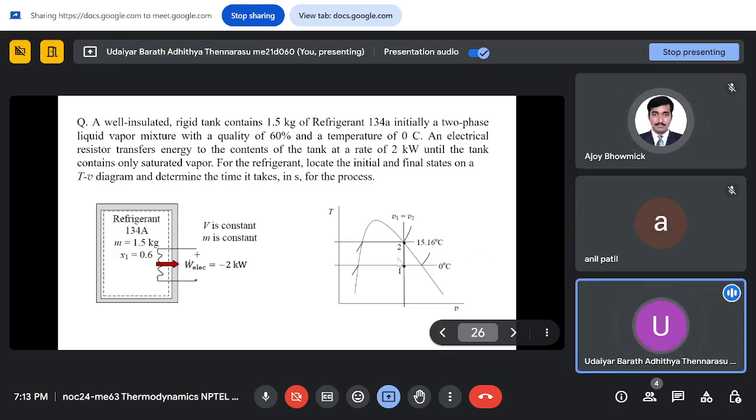In that problem we found out how much heat we supplied. In this problem the power is given already, which is 2 kilowatts of electrical work supplied to the system, and we know the mass and the quality initially. So this will go through a constant volume process, and they're asking to find how much time it takes to convert the total amount of liquid plus vapor to saturated vapor.